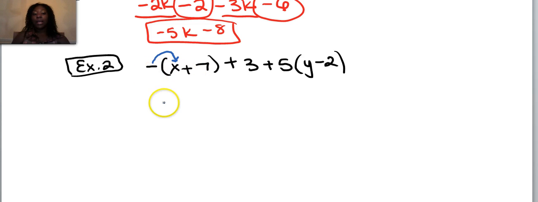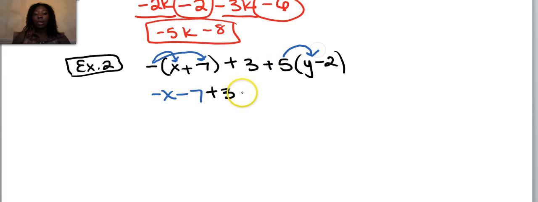So negative times x is negative x, or negative 1 times x is negative 1x. Negative times positive 7 is negative 7. Okay, so you move on to the next thing. Plus 3. There's no parentheses, so you just copy it down, bring it down just like it looks. Plus 5 is in front of a parentheses, so go back to distributing. Plus 5y minus 10.